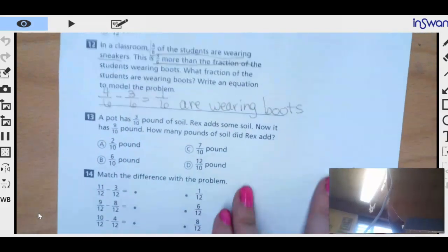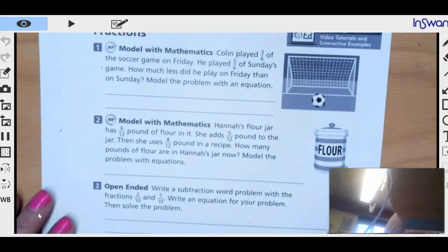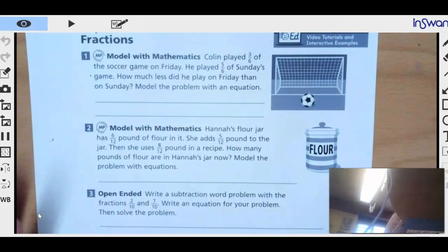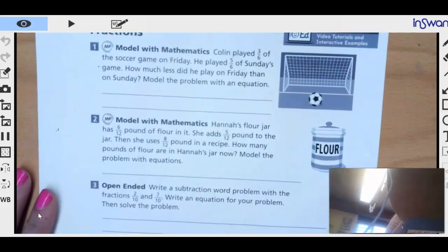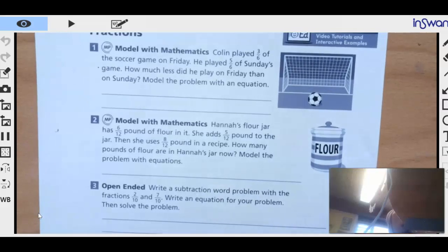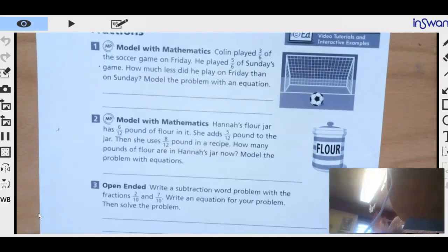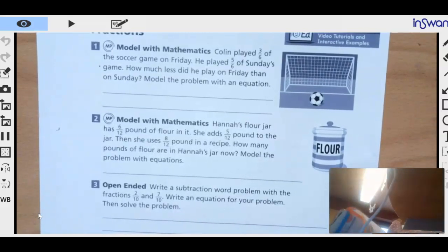Okay, let's turn it around again. Let's look at number 1. We'll do a couple together and then I'm going to set you guys loose, okay? Number 1 says, Colin played 3/6 of the soccer game on Friday. He played 5/6 of Sunday's game. How much less did he play on Friday than on Sunday? Model the problem with an equation. So they're telling us we have to write an equation to solve this problem.